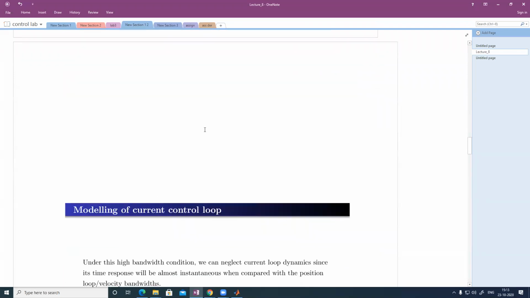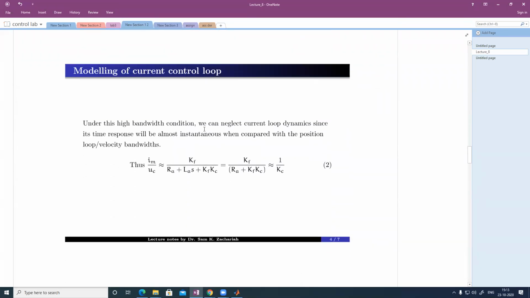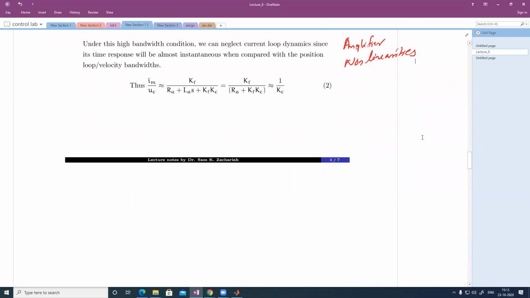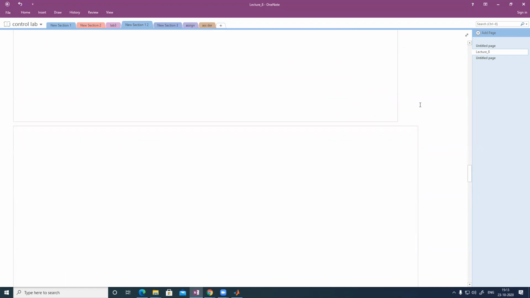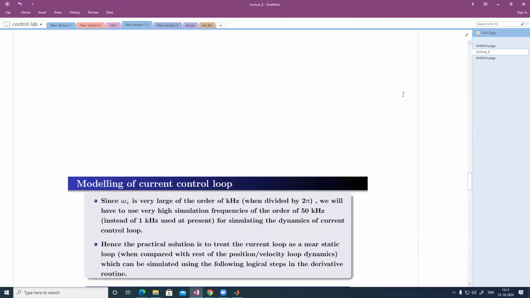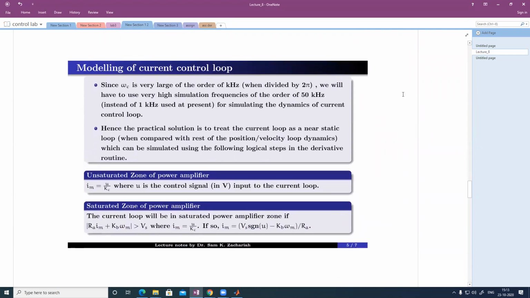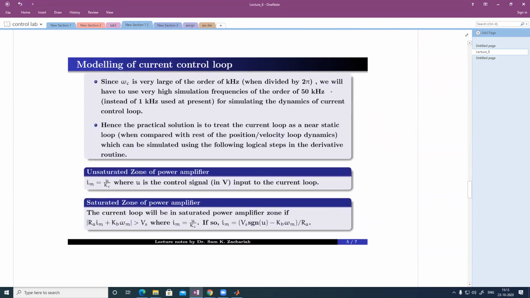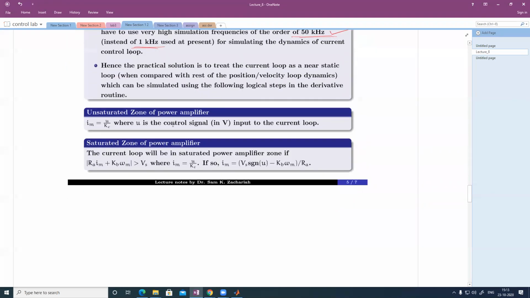This large gain current loop is used to avoid amplifier non-linearities. So the simulation frequency you have to use is very high. That is 50 kilohertz you have to use instead of 1 kilohertz. And for the saturation of the power amplifier you have to use this logic.